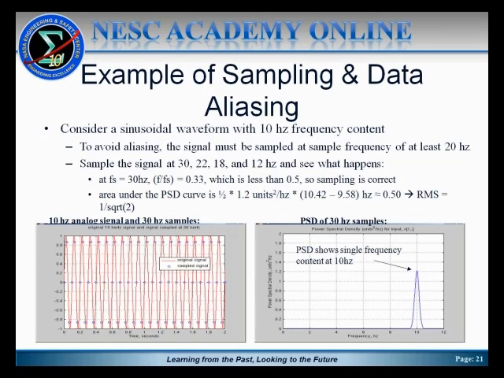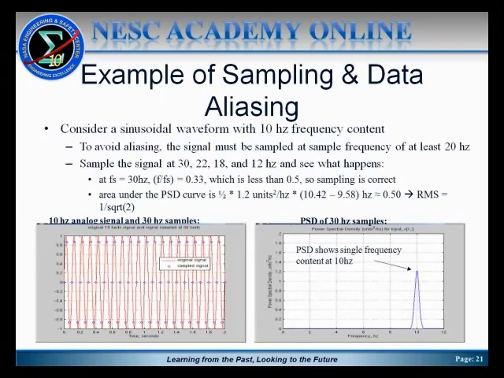So we must sample at least 20 hertz to be able to get a correct discrete Fourier transform of the signal, which would allow us to completely reconstruct the time domain signal from the samples, or from the discrete Fourier transform signal. So just as an example, for this case, we'll sample it at 30 hertz and 22 hertz, both of which should be okay since they're greater than twice the highest frequency in the signal. We'll also sample it at 18 and 12 hertz, which is not fast enough and should cause some of the aliasing problems that we're describing. And we'll see what happens when we do each of those.